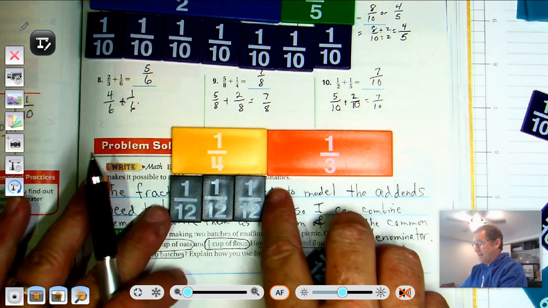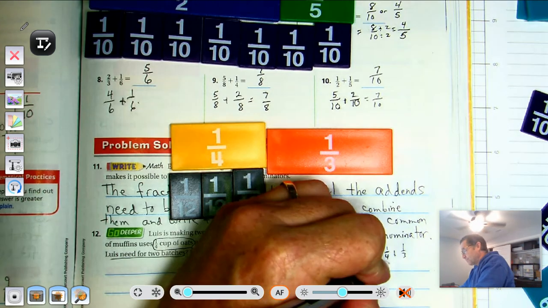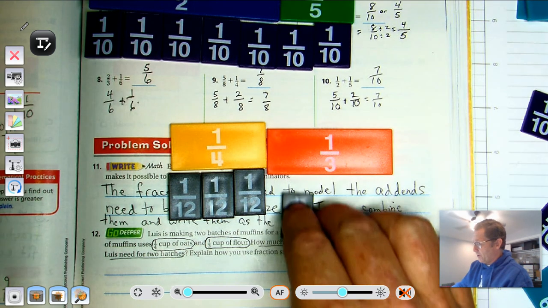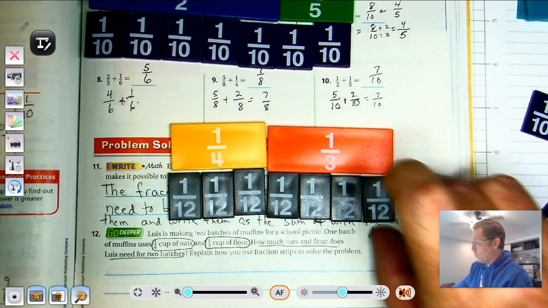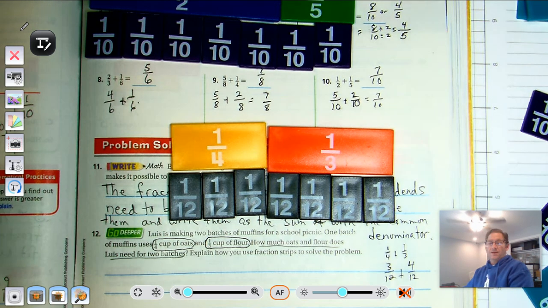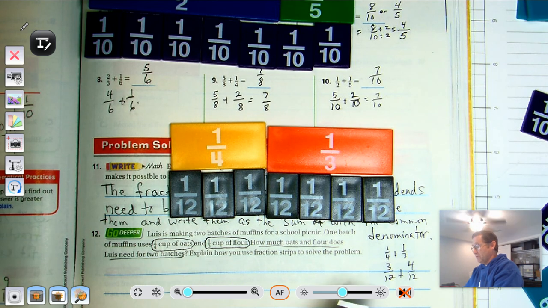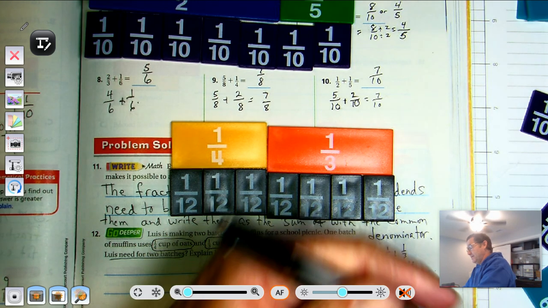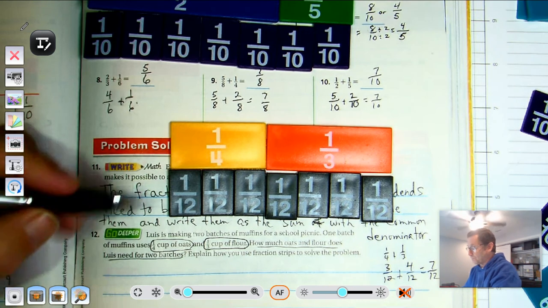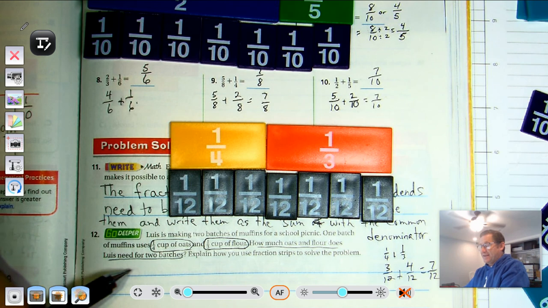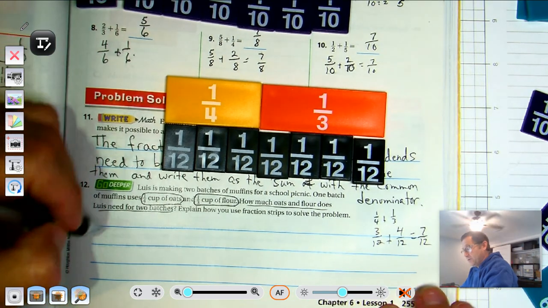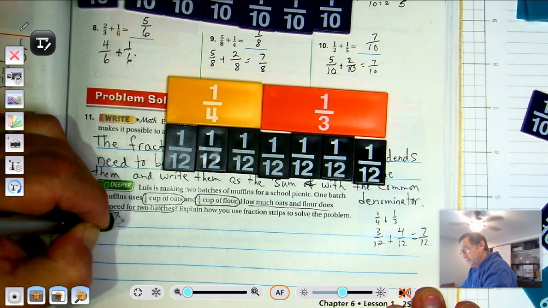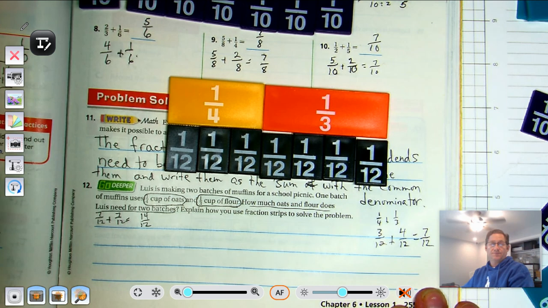Well, 1/4 is the same as 3 12ths. And 1/3 is the same as 4 12ths. So 4 twelfths plus 3 twelfths is 1, 2, 3, 4, 5, 6, 7 twelfths. But it says he needs it for two batches. Okay, well, if he needs 7 twelfths for one, isn't he going to need the same amount again? So he's going to need 7 twelfths plus 7 twelfths equals 14 twelfths.